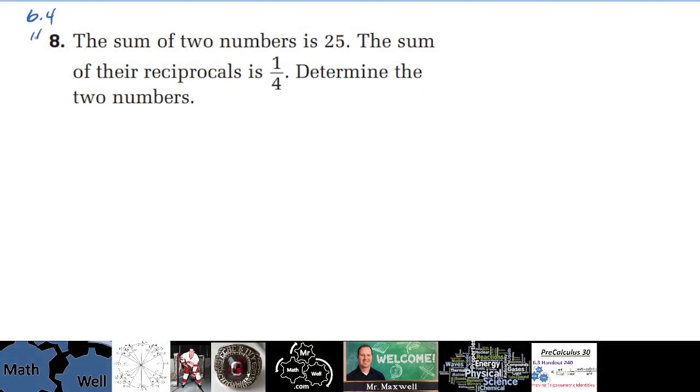6.4, number 8. The sum of two numbers is 25. In these types of questions, you'll usually find that one sentence gives you the information for one equation. So I'm just going to do x plus y. X plus y is 25, okay? The sum of their reciprocals is 1/4. Determine the two numbers. So you could just say, their reciprocals sum equals 1/4.